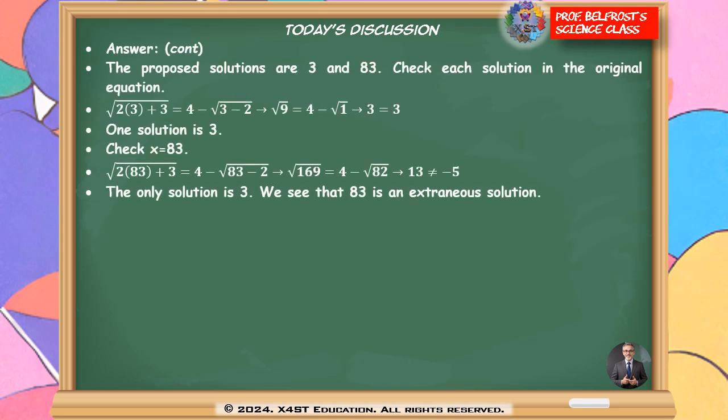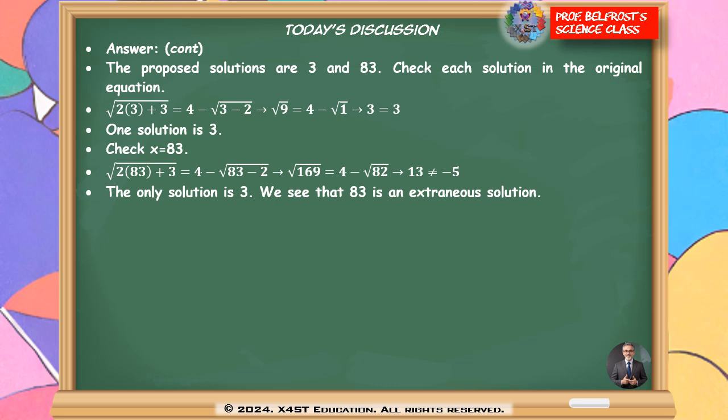But we still need to check the solutions in the original equation. For x equals 3, we get 4 equals 4, so this is the solution that we expect. But for x equals 38, it yields 13, which is not equal to the right-hand side, which is minus 5. So this is just an extraneous solution. The only solution to this problem is 3.